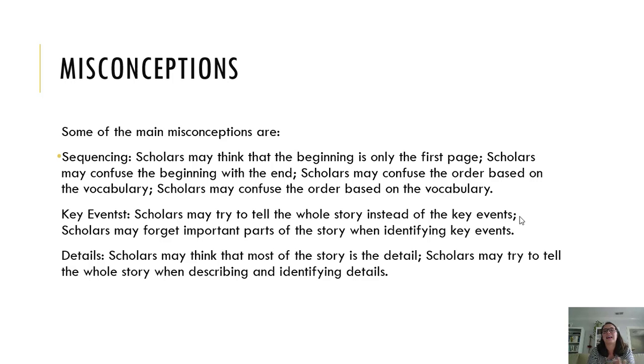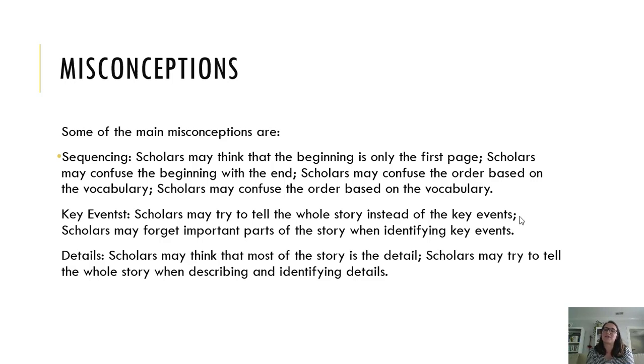For sequencing, scholars may think that the beginning, middle, or end are just the first, second, or third page. We need to talk about how the book will have lots of pages, so that doesn't make sense. The first and second page might be what's happening at the beginning of the story. They may also confuse the vocabulary of beginning and end, or first, next, then, last. That can sometimes trip up our scholars when they're retelling the story. So as you're modeling for them, make sure you use those vocabulary words, because they can get confused about the order of the vocabulary words.